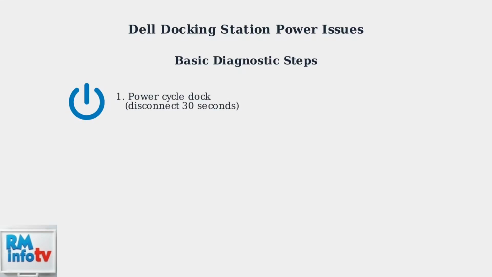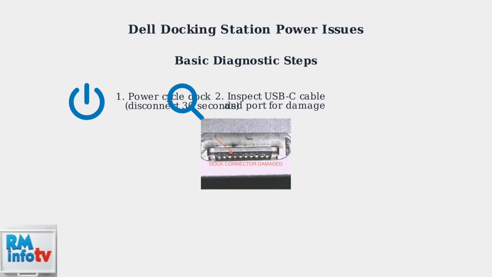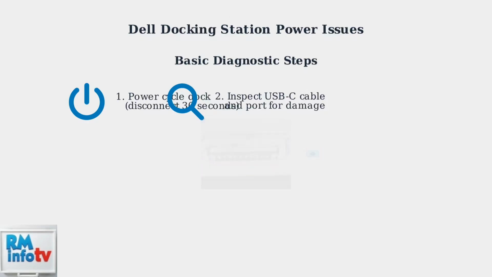First, power cycle the dock by disconnecting it for 30 seconds, then reconnecting. This resolves many temporary power negotiation issues. Second, inspect the USB-C cable and port for physical damage or debris. Even small particles can prevent proper connection and power delivery.